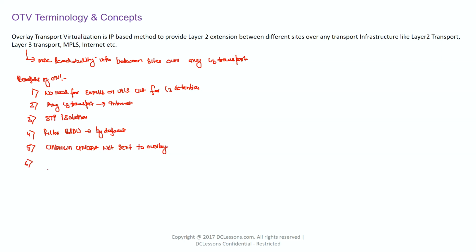Sixth, ARP optimization. We will see how ARP is optimized in coming sessions. Seventh, FHRP isolation. Eighth, any number of sites can be added. So these are some of the benefits of OTV.